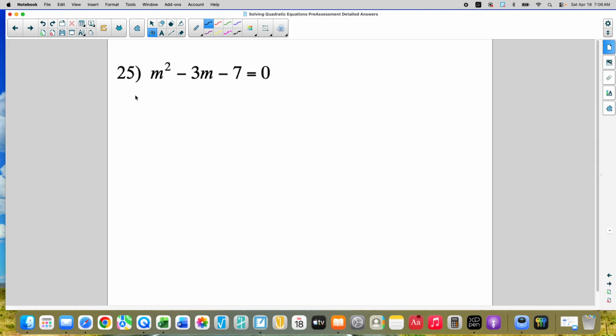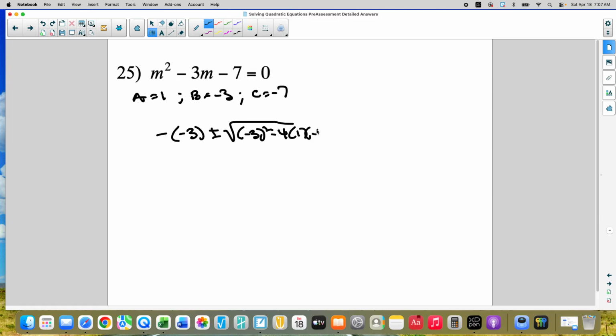Nothing weird about this one. A equals 1, b equals negative 3, and c equals negative 7. Opposite of b, plus or minus the square root of b squared minus 4 times a times c, all over 2 times a.